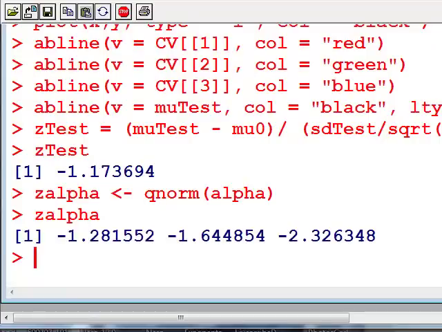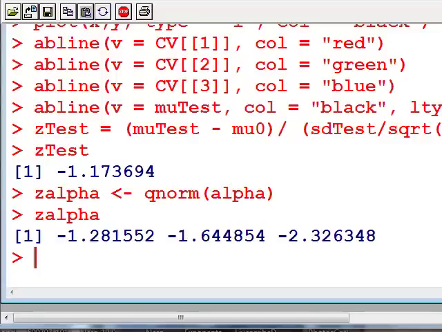Okay. What happens if you put lower.tail equals FALSE on there? You will get those critical values as though they were on the right side, and you'll have a big sign problem if you do that. So remember which kind of test you're doing. Left tail test, do not specify lower tail.